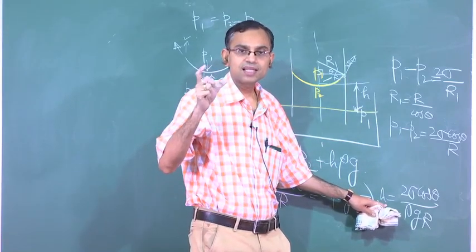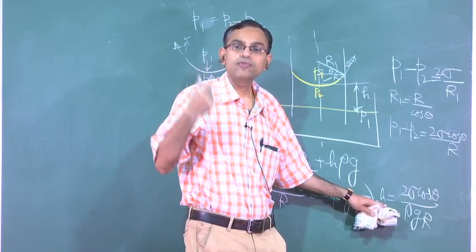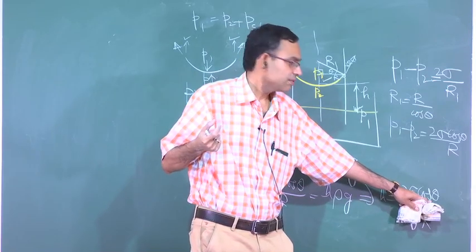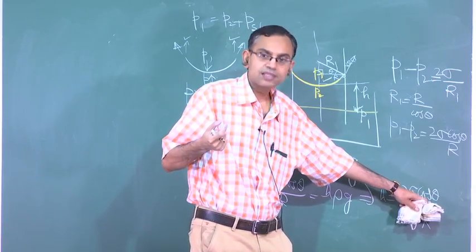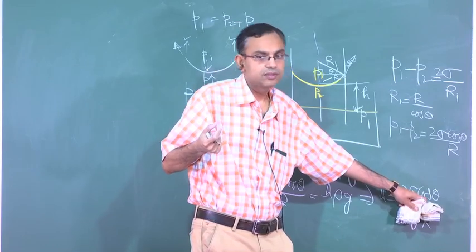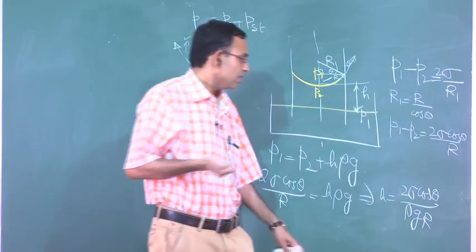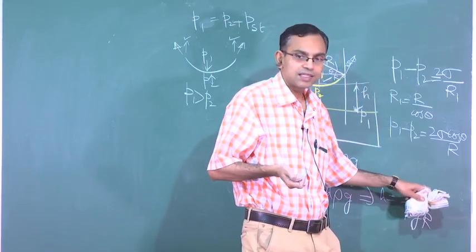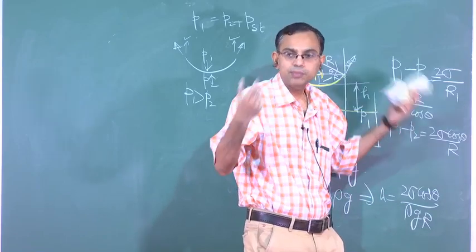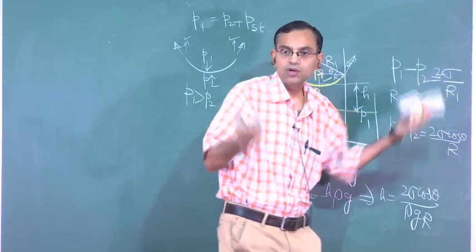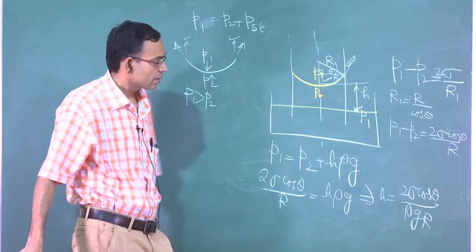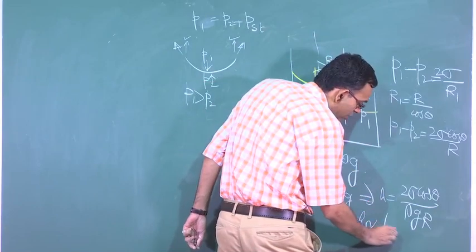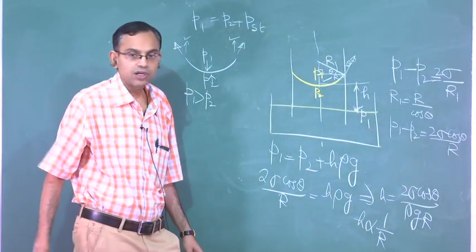See, this rise is a generic term, it could also be a fall, it depends on theta. If cos theta is greater than 0, it is a rise; if cos theta is less than 0, it is a fall. Whether cos theta is greater than 0 or less than 0 depends on whether adhesive forces are overcoming the cohesive forces or cohesive forces are overcoming the adhesive forces. The most important aspect of this scaling law is h is proportional to 1 by r.